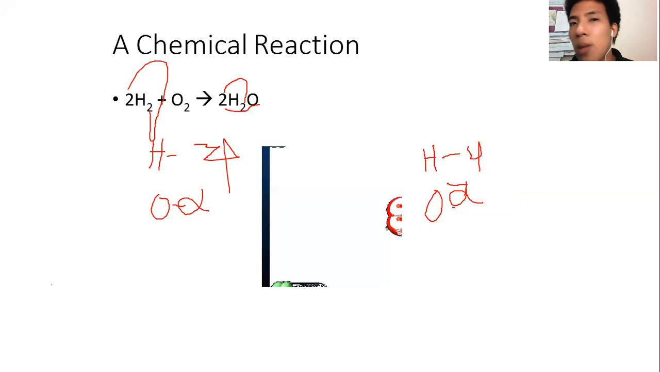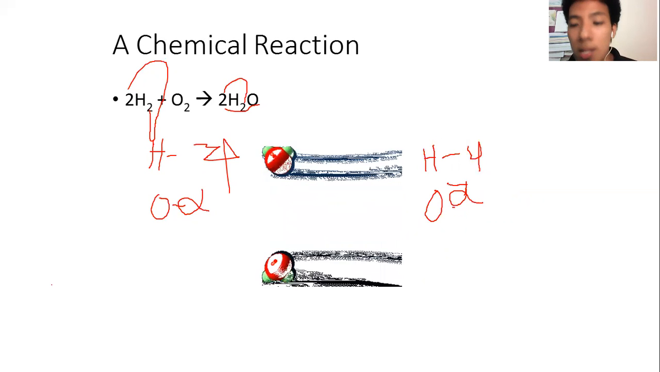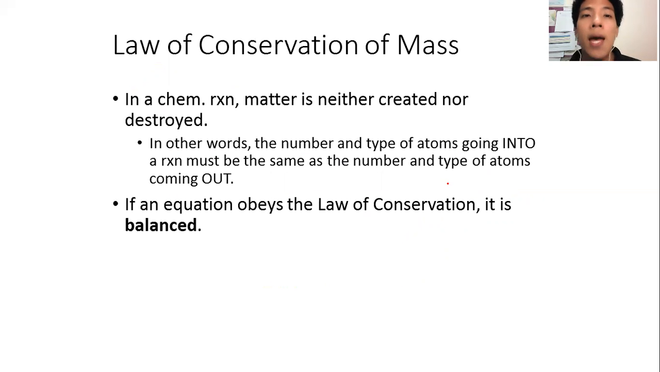What can you observe and what can you tell about the chemical reaction, or what is the essence of having a balanced equation? It's because we have this scientific basis, the law of conservation of mass. In any chemical reaction, matter is neither created nor destroyed. In other words, the numbers and types of atoms going into the reaction must be the same as the numbers and types of atoms coming out, because it obeys the law of conservation.